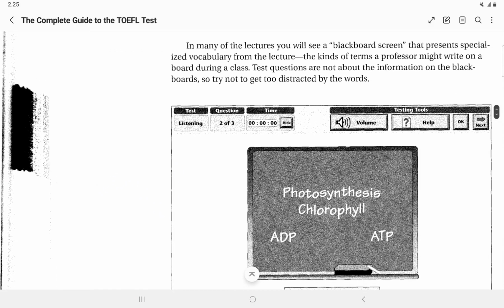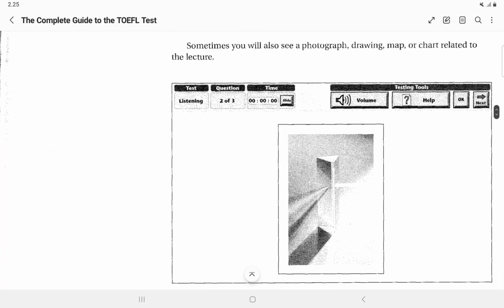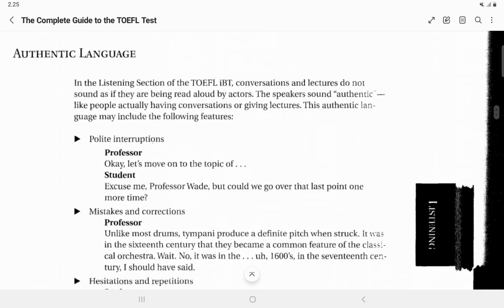In many of the lectures, you will see a blackboard screen that presents specialized vocabulary from the lecture, the kind of terms a professor might write on a board during a class. Test questions are not about the information on a blackboard, so try not to get too distracted by the words. Sometimes you will also see a photograph, drawing, map, or chart related to the lecture.